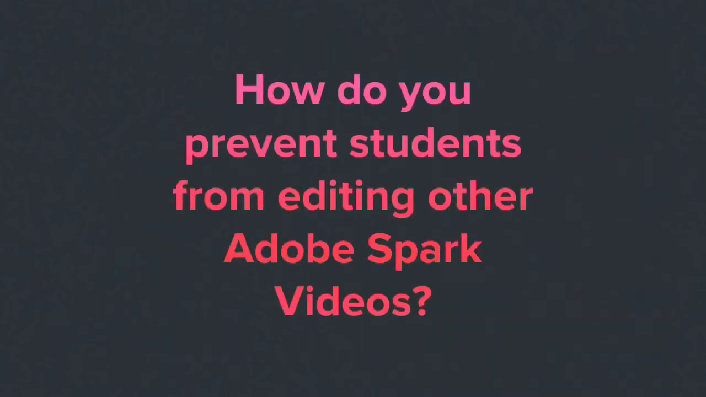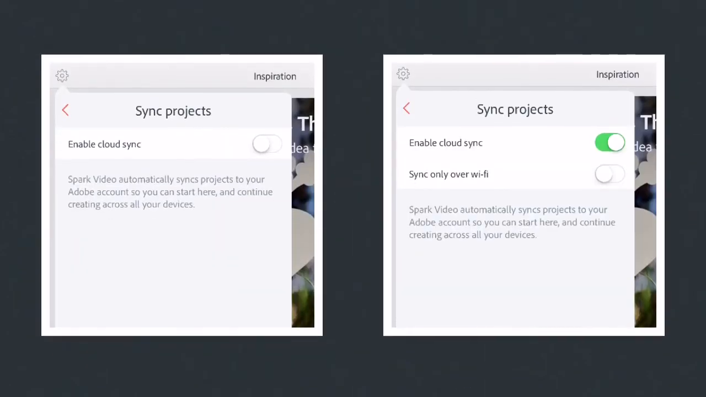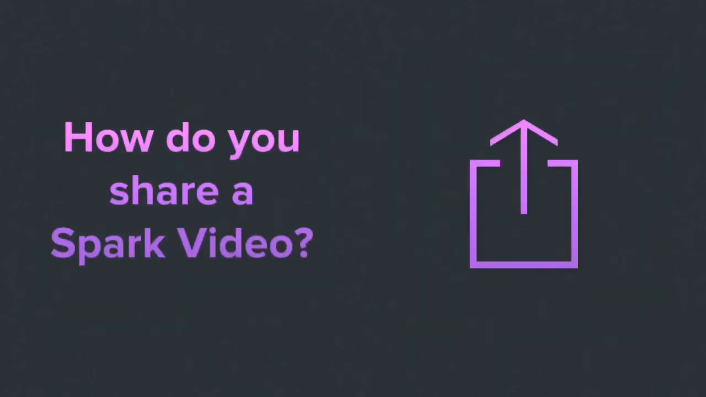If you're sharing a classroom account, you need to ask yourself this: how do you prevent students from editing other Adobe Spark videos in that same shared account? This all has to do with Cloud Sync. You can either enable or disable the Cloud Sync under the Settings option in your Adobe Spark Video account.